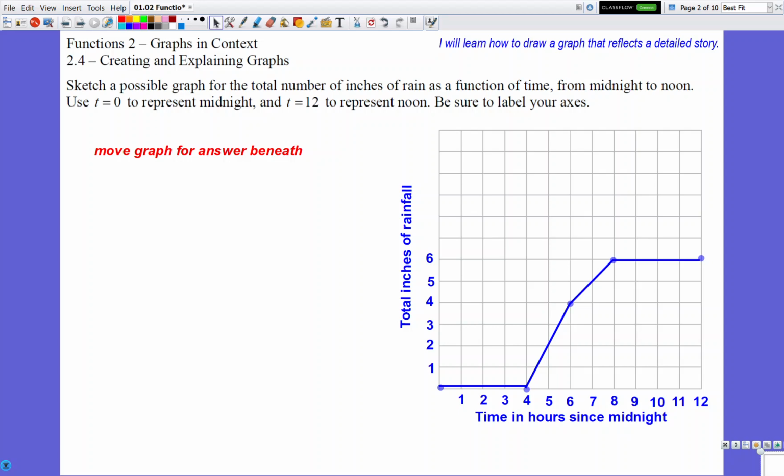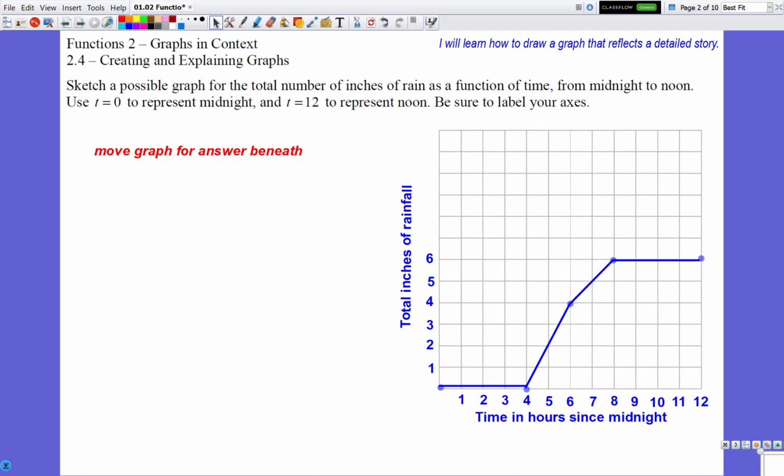whole day. What is the whole amount that fell throughout the whole day? And the whole amount that fell is 6. It doesn't matter that it stopped raining. This graph shows how much rain fell all throughout the day as a sum, as a total. That's why when you label your y-axis, you've got to make sure you put total inches of rainfall. You can't just put inches of rainfall, because that means something different. That just means how much rain fell at that moment in time. Okay, so you've got to put total inches of rainfall.